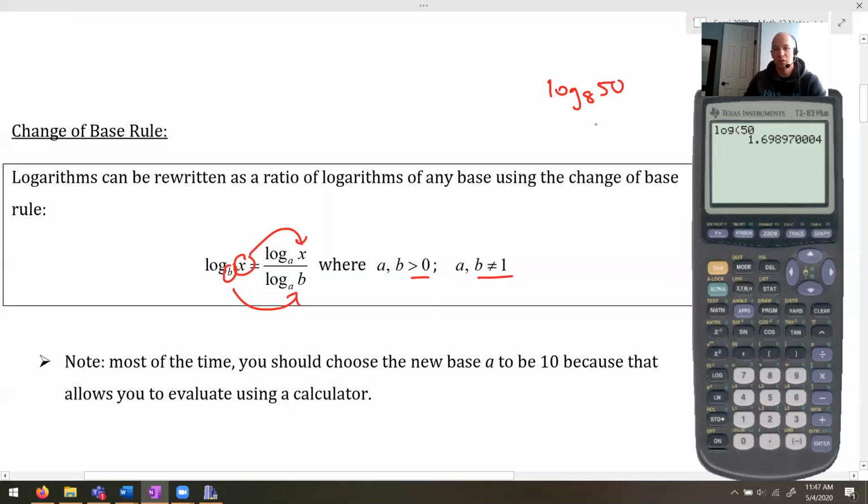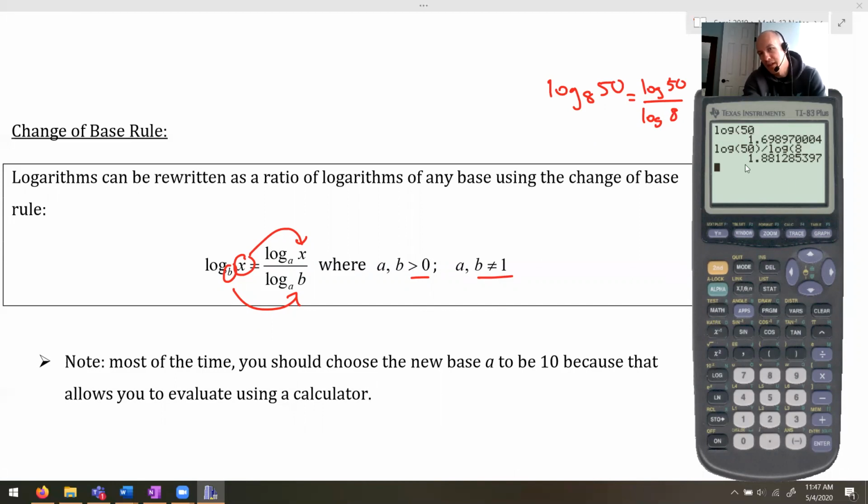Then what we could do is rewrite that as log base 10 of 50 divided by log base 10 of 8. So you would just go to a calculator, you would go log of 50, and divide it by log of 8, and that should give you your answer. So the answer to the hypothetical question, what is log base 8 of 50, would be 1.88.